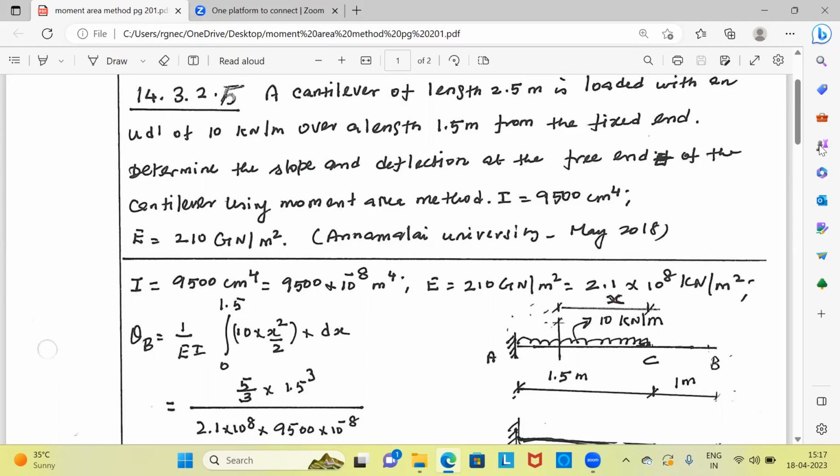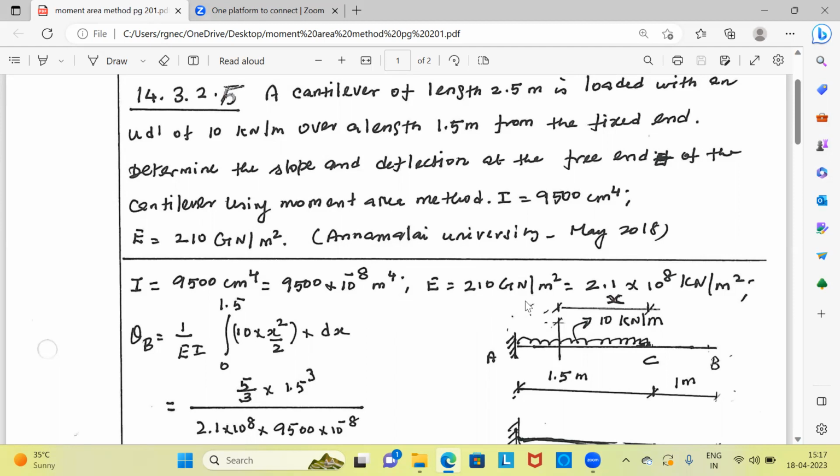Now, we will convert these units for the sake of convenience. The length is given in meters. So, we will convert this moment of inertia into meter power 4. It becomes 9,500 centimeter power 4, which becomes 9,500 into 10 power minus 8 meter power 4.